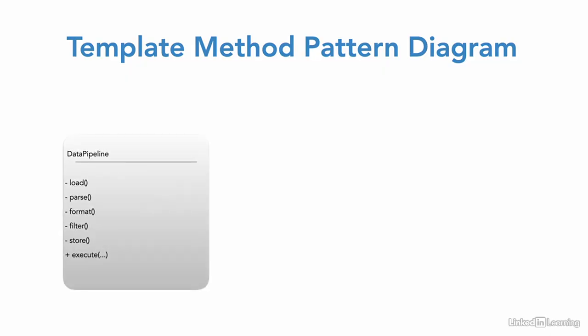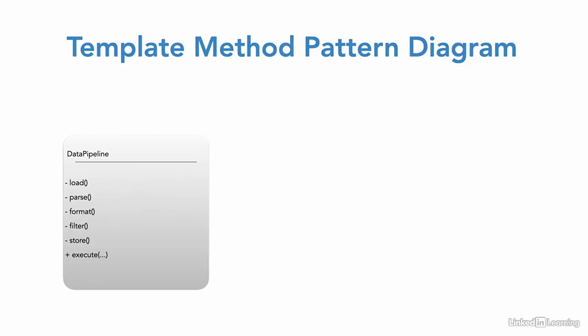We start off by creating an abstract class that has a method for each step, right? So in the example that I described earlier, we'd probably create an abstract data pipeline class, and the steps for that would be load, parse, format, filter, and store. And obviously there might be a few others, but the point here is that these methods are logically shared by all the different variations of this process.